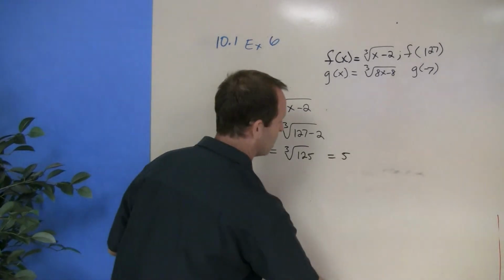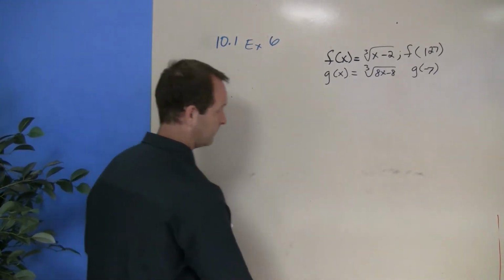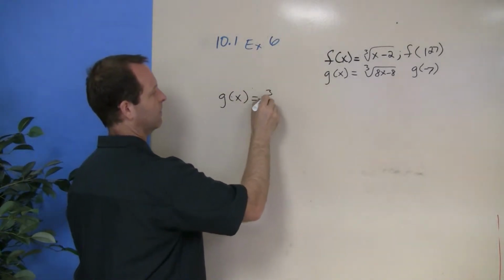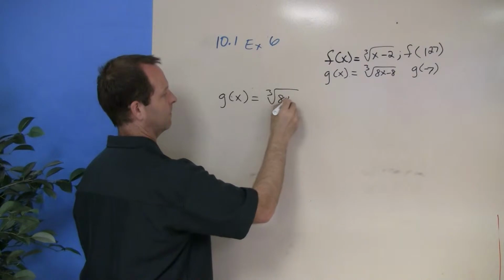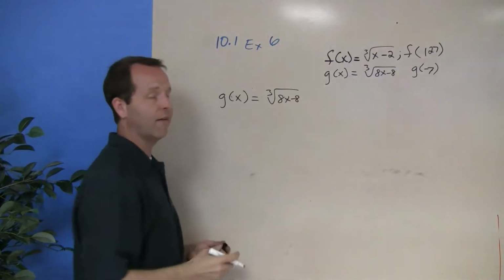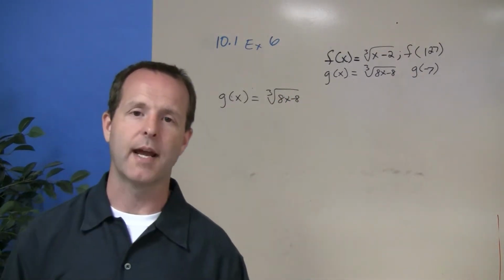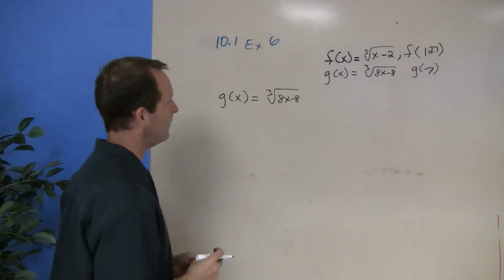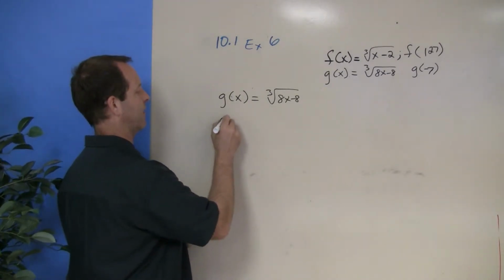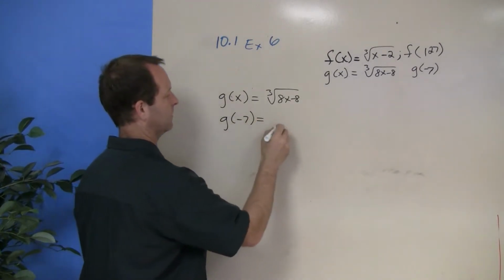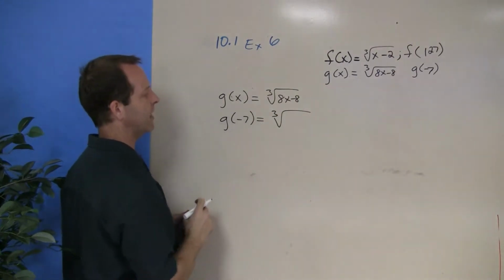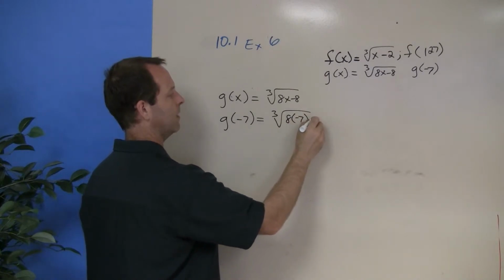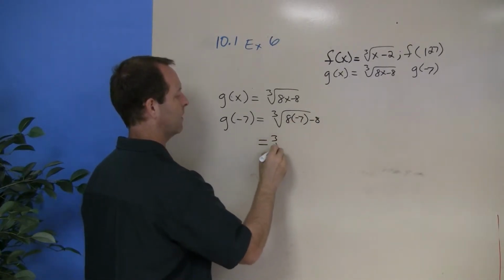Let's look at that second cube root function that I have, g of x. You may have already have it done in the time I was writing the problem down. So g of x equals the cube root of 8x minus 8. And I want to evaluate it at negative 7. So everywhere I see an x, I'm going to put in a negative 7: 8 times a negative 7 minus an 8.